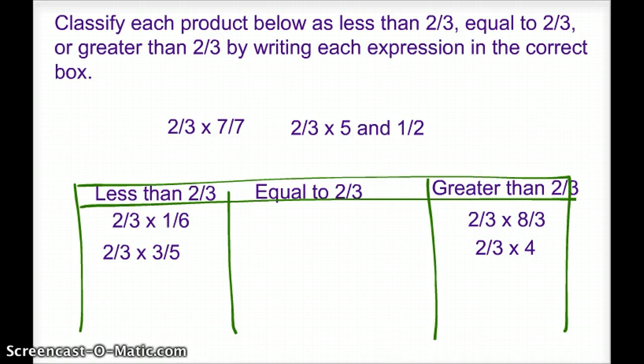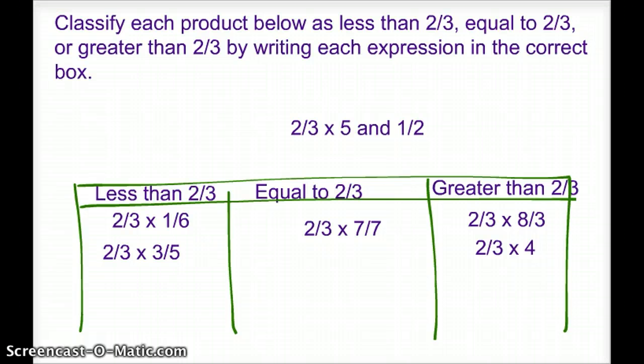2/3 times 7/7. Remember on your study sheet how I wrote like 8/8 equals 1 and 1,000,000/1,000,000 equals 1? This is why. You're multiplying by 7/7, which means you're multiplying by 1, which means that your answer is going to be equal to 2/3.